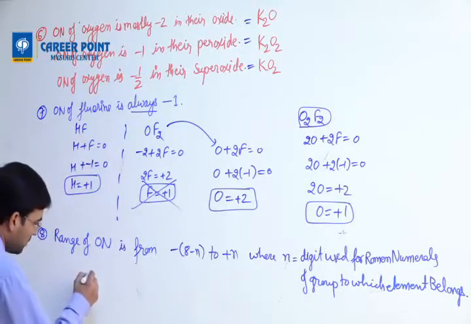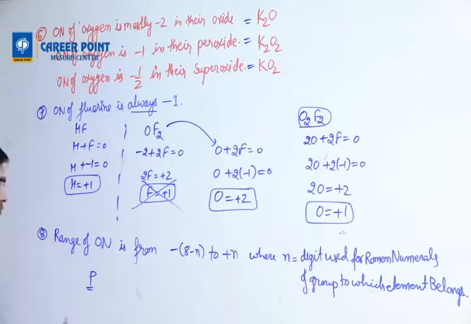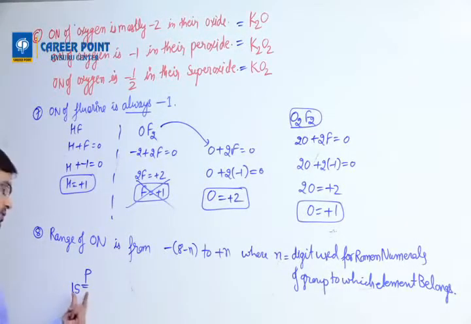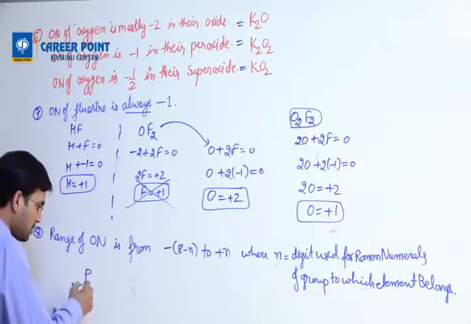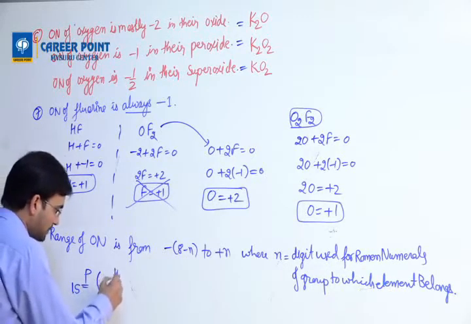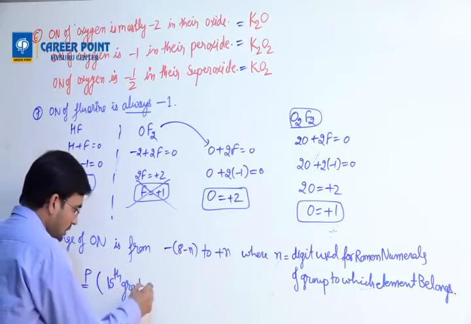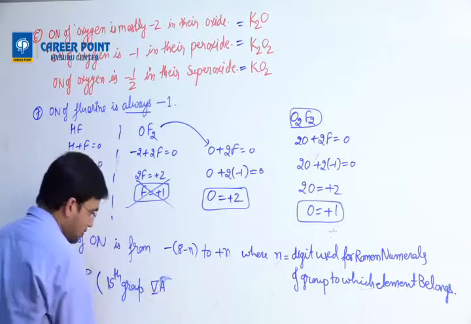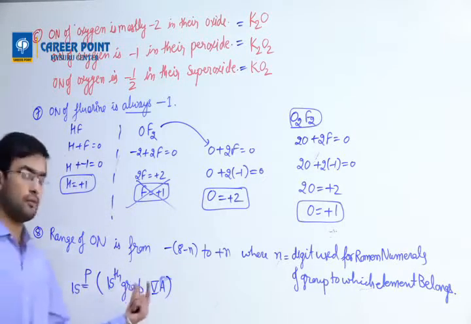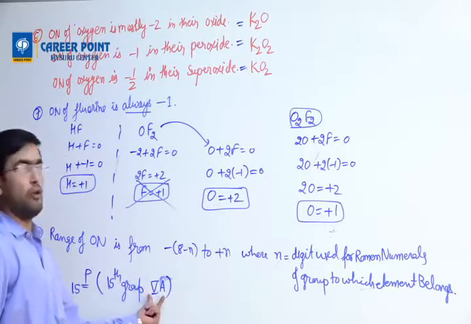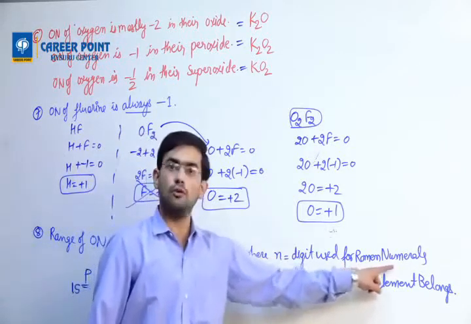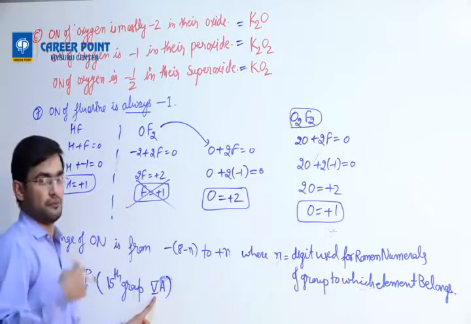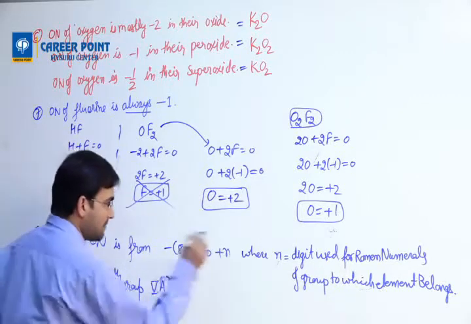Example we'll see now. We'll see phosphorus. Phosphorus is 15P. Now in the periodic table, later on I'll teach you this chapter also. This comes in 15th group or 5th A group. Now which one is the Roman numeral? Roman numeral is 5th A. What is the digit used for the Roman numeral? 5. The digit is 5, right? For 5 I am using Roman numeral 5th. So n becomes 5.